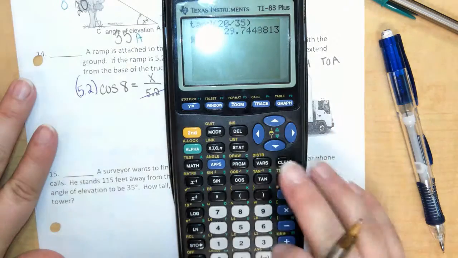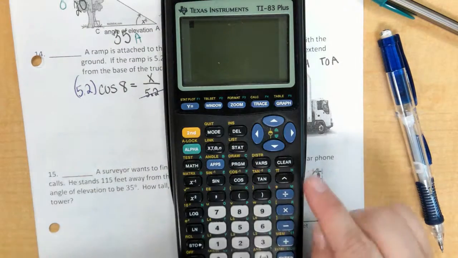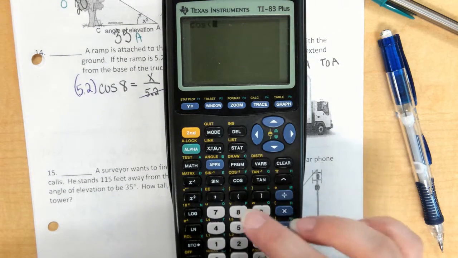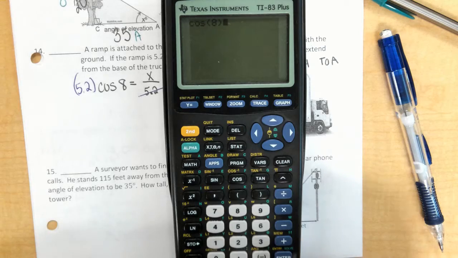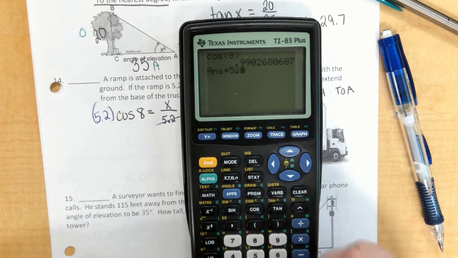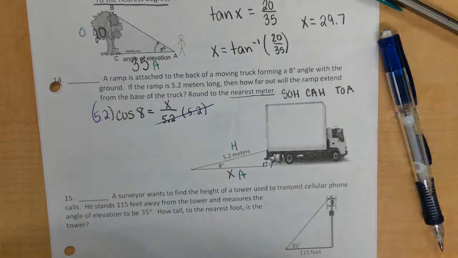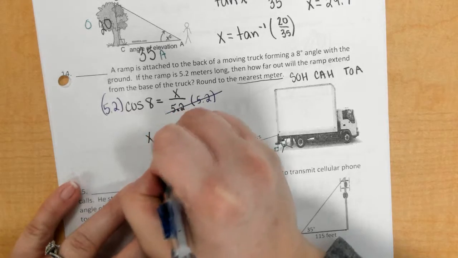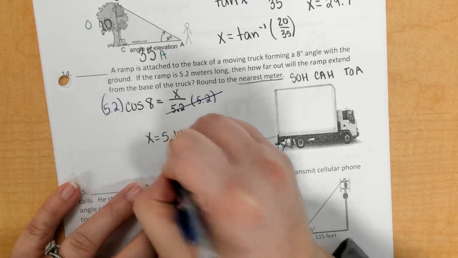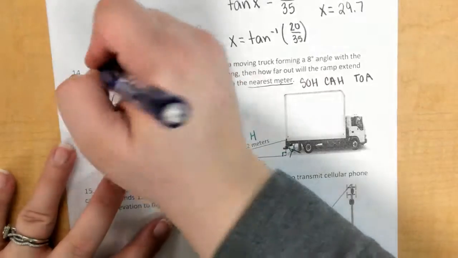I would do cosine 8, close the parenthesis, enter, and then multiply that by 5.2. And I get 5.14. It does say round to the nearest meter, so I'm rounding to the nearest whole number, which is 5 meters.